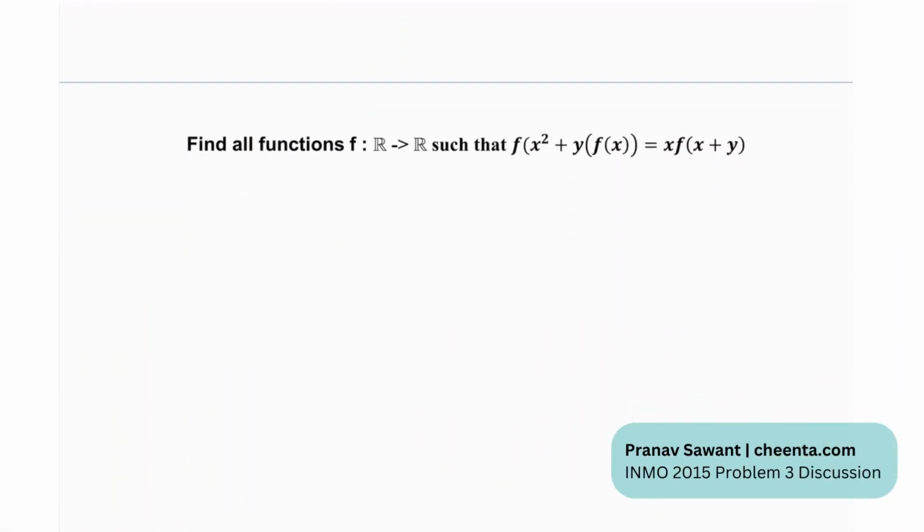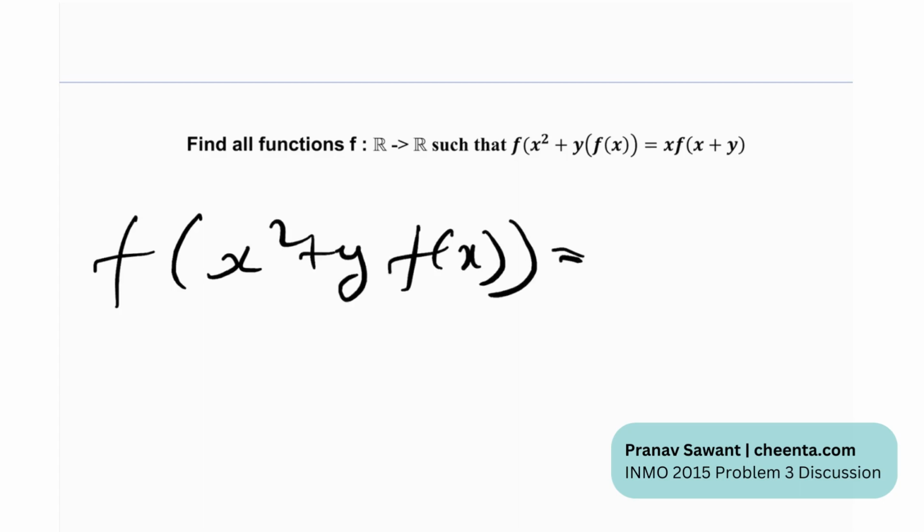So let's get started. The question asks us to find all functions f mapping from reals to reals so that it satisfies the given functional equation. They've given us f of x squared plus y times f of x is equal to x times f of x plus y. Okay, now what can we do over here?